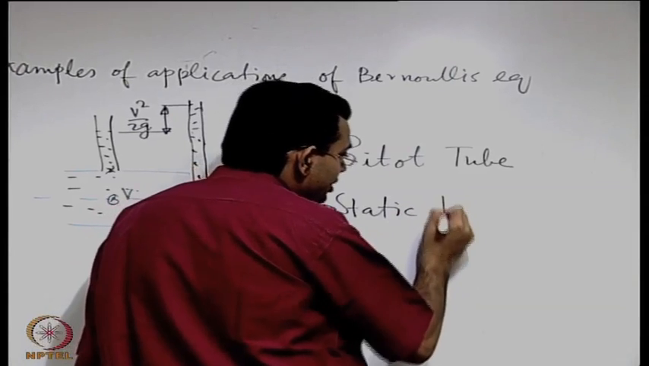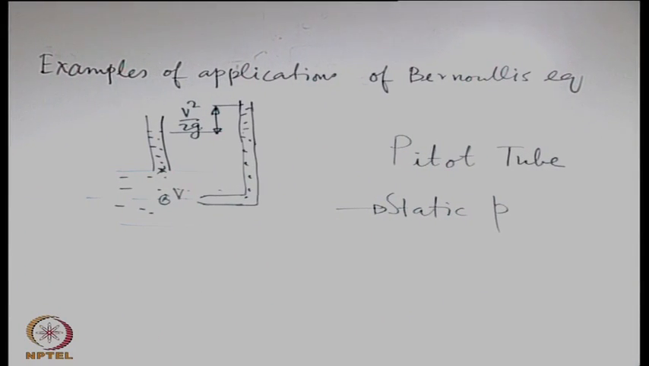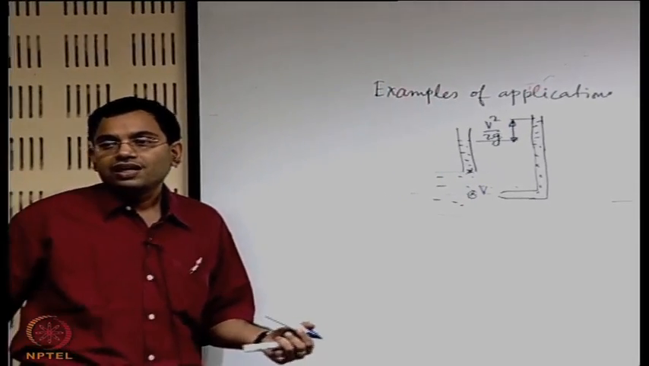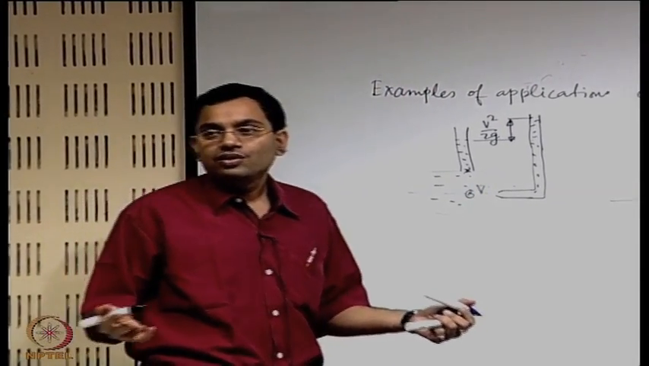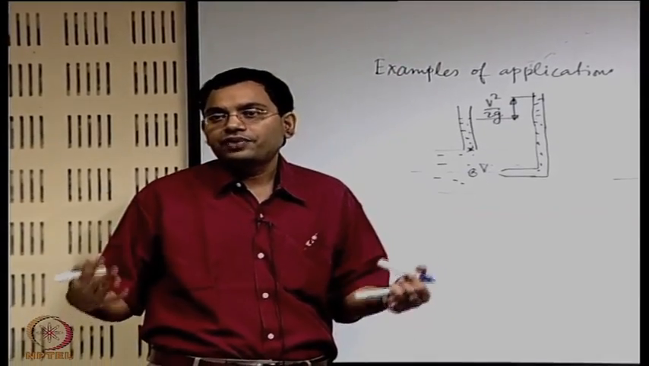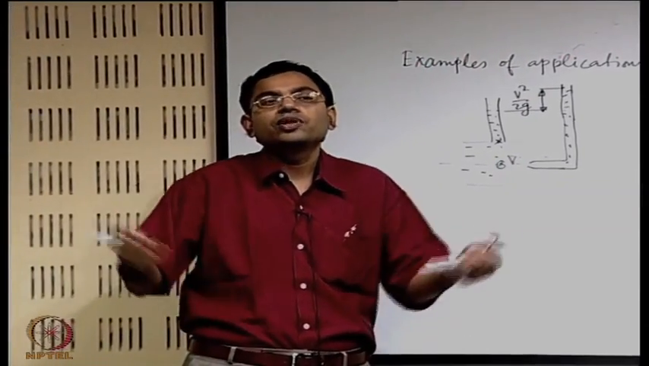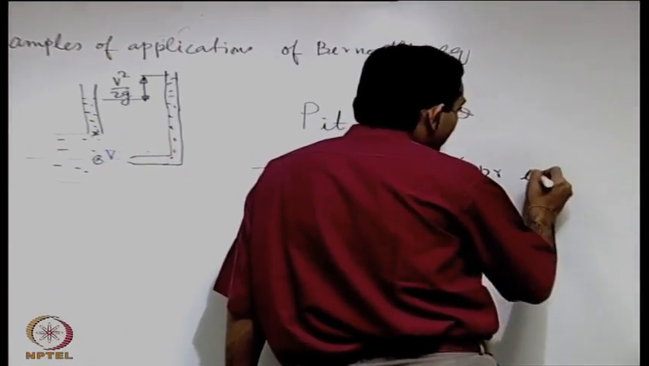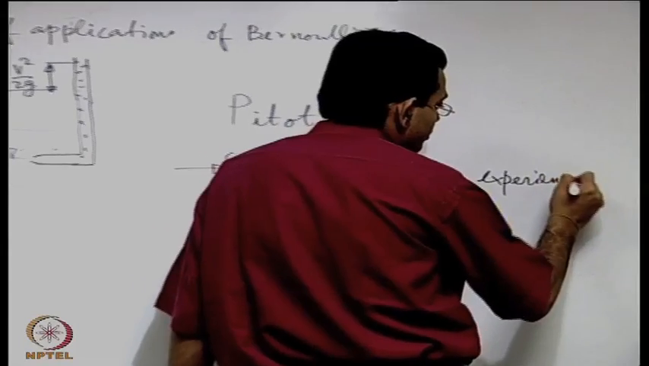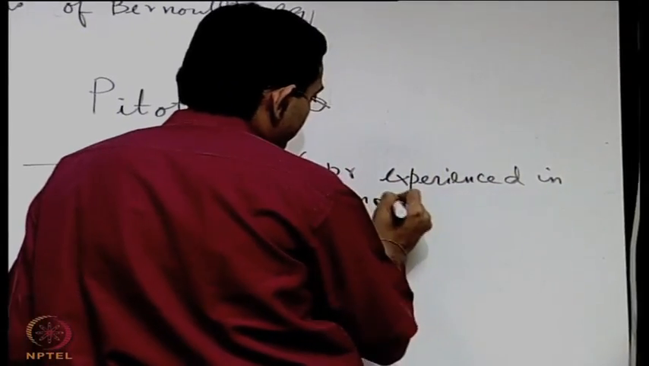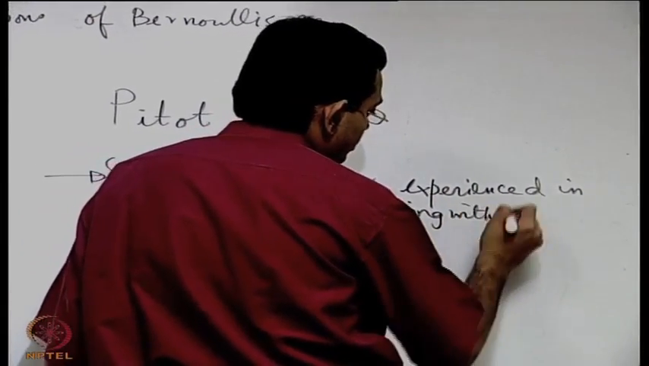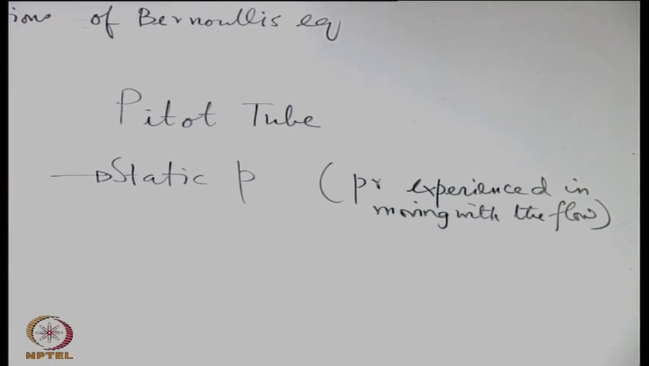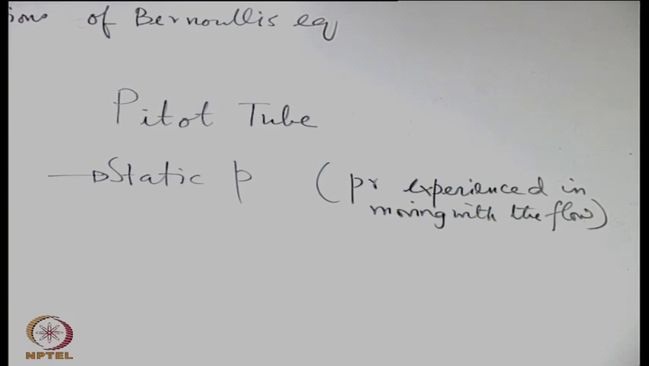So what is a static pressure? Static pressure is the pressure which is there because of the intermolecular collisions. That means if one is moving with the flow, then the pressure felt because of just moving with the flow is the static pressure. So this is the pressure experienced in moving with the flow. This is the result of the intermolecular collisions, and this is the pressure that we fundamentally define.